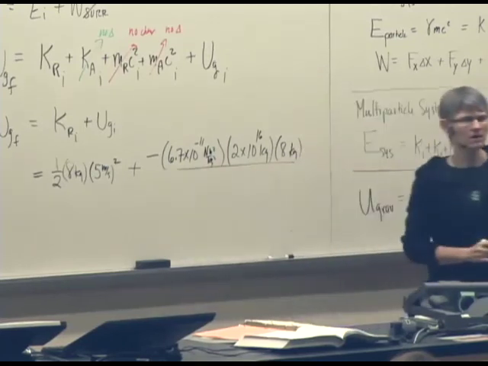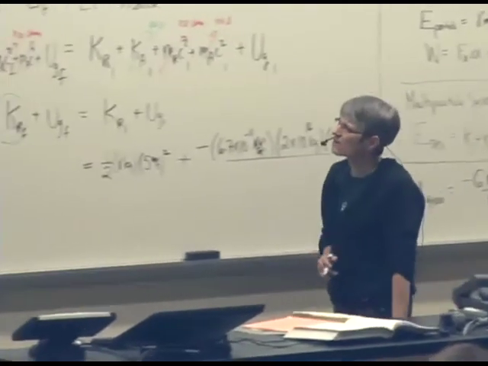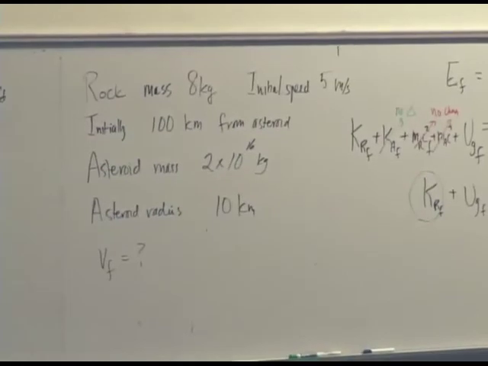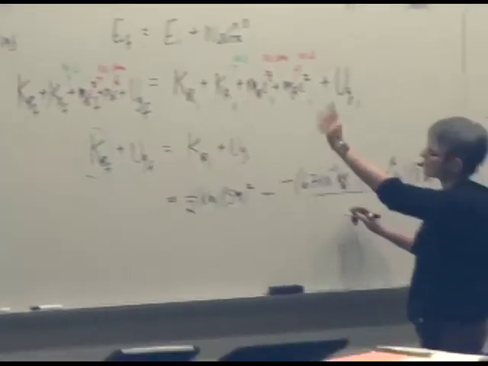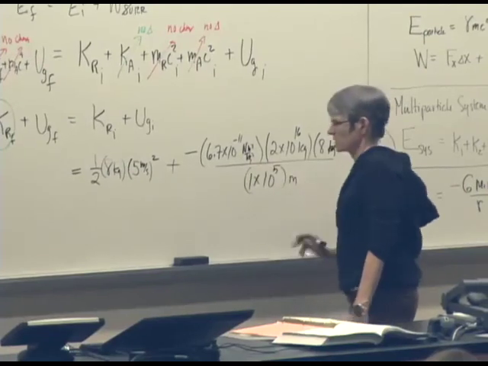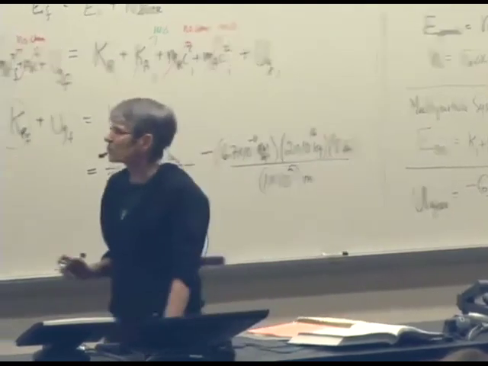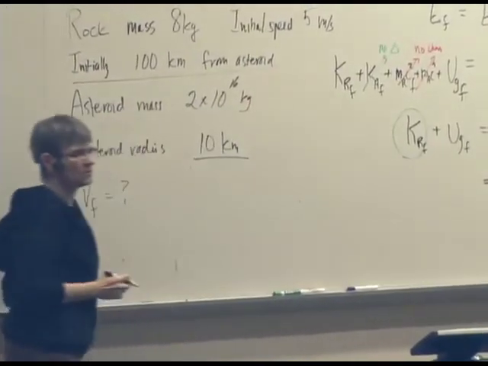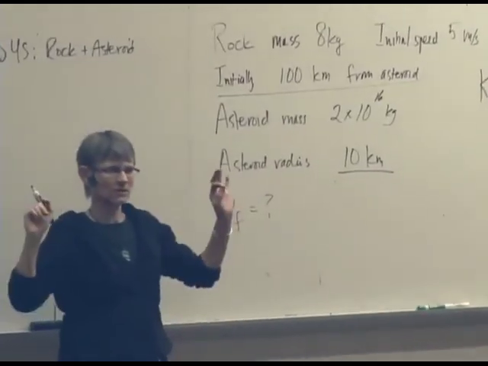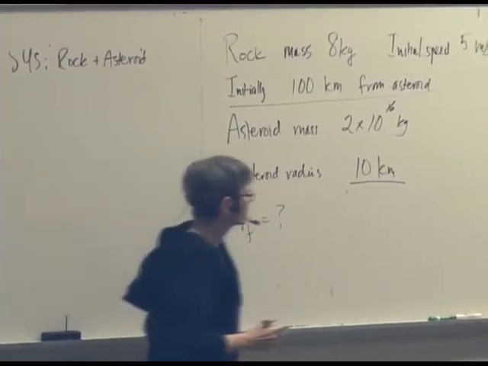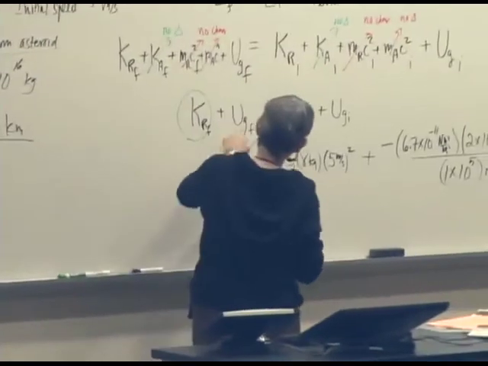What do I put in for R? Well, it's 100 kilometers. Do I want kilometers in here? Probably not. What do I want? Meters. So it's 100 times 1,000, so 1 times 10 to the 5th meters. The radius of the asteroid is 10 kilometers, but initially the rock is 100 kilometers away from the asteroid. And remember that in the gravitational force, we're always talking about the center-to-center distances, right? So, yeah. And can we calculate the final?